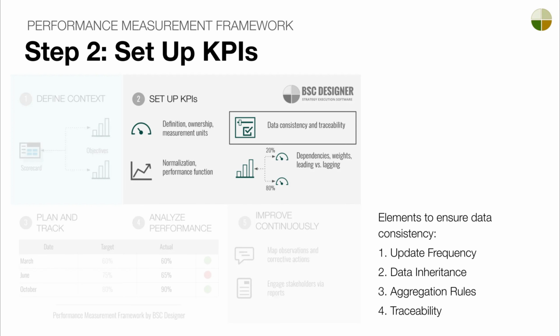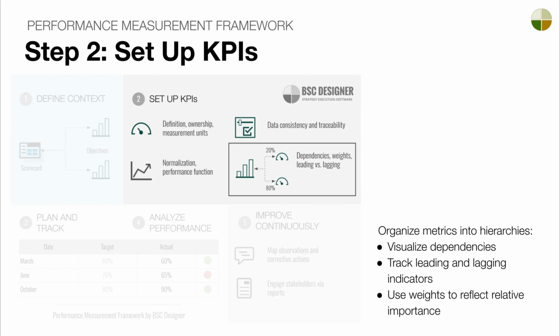Reliable performance measurement also requires data consistency. Here are 4 key elements that support it. Update frequency. Define how often each KPI is updated, such as monthly or quarterly. Data inheritance. Decide if past data can be reused or if fresh input is always required. Aggregation rules. Set how metrics are grouped over time. For example, sales might be summed and customer satisfaction averaged. The last one, traceability. Ensure every change is tracked by time and by the person responsible.